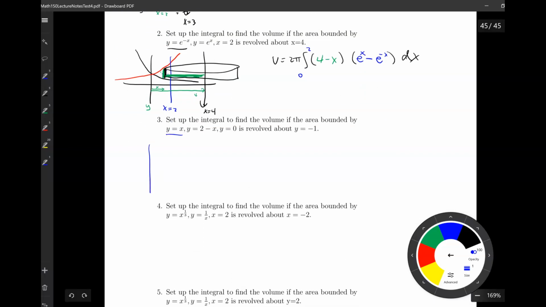All right, y equal x looks like this. Then y equal 2 minus x looks like this. And y equals 0 is this. All right, so this is the area bounded. And I'm revolving it around y equal negative 1. All right, so y equal negative 1 is down here.